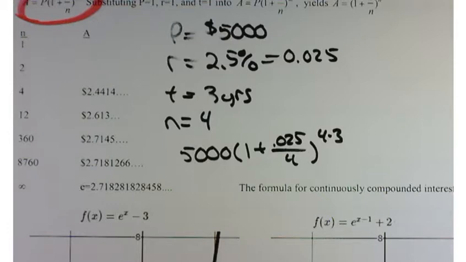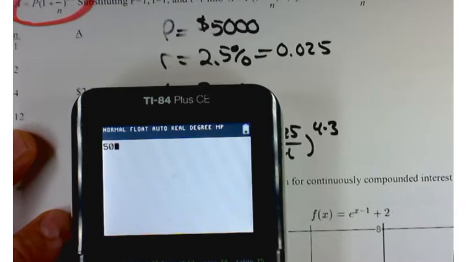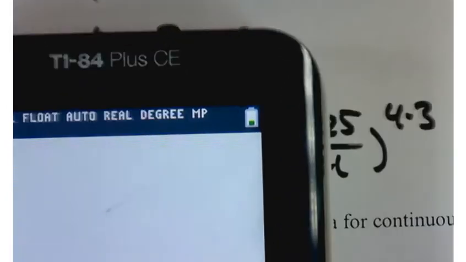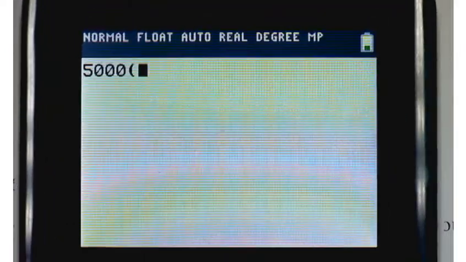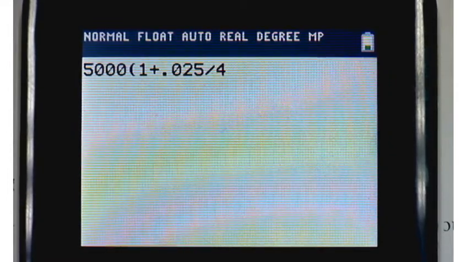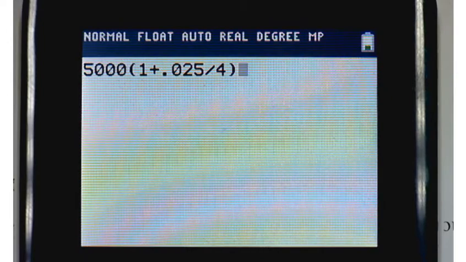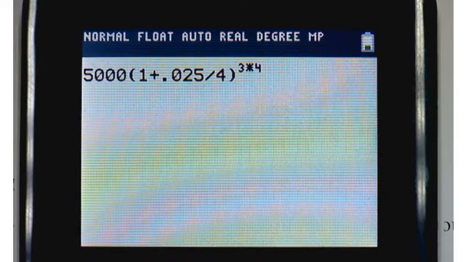Yes, we're going to put it all in at once, and let's practice that. So here's the way it's going to look. 5,000, parenthesis. You do not need to hit the times key. Your calculator understands that there's a times key built in. 1 plus 0.025 divided by 4, then a right parenthesis, raised. Now, if you don't feel like using your head a little bit, you can do 4 times 3.